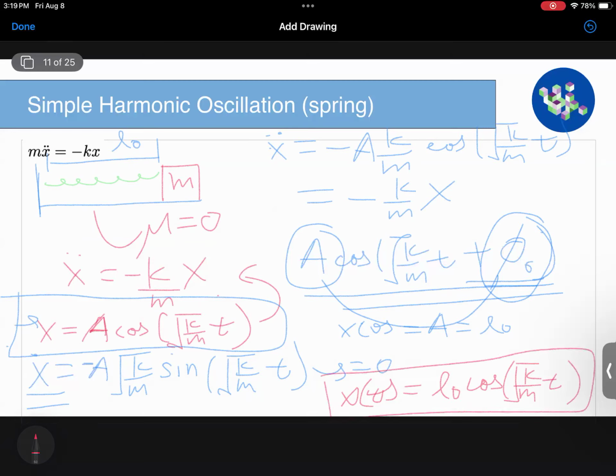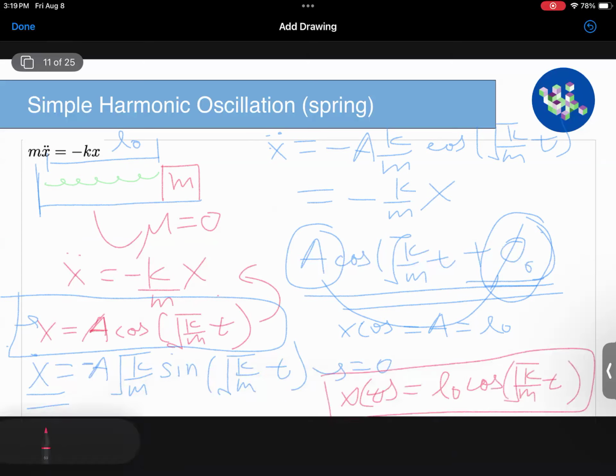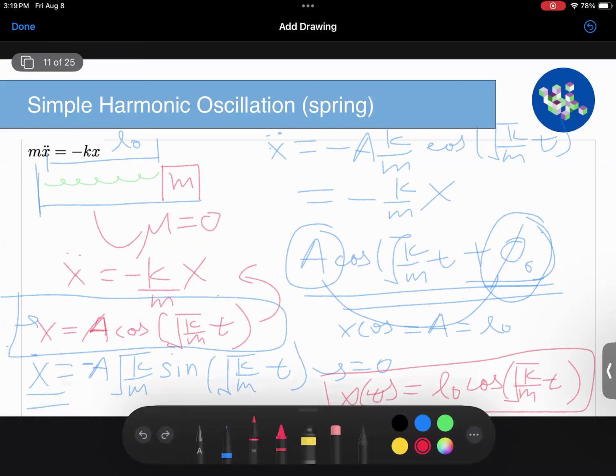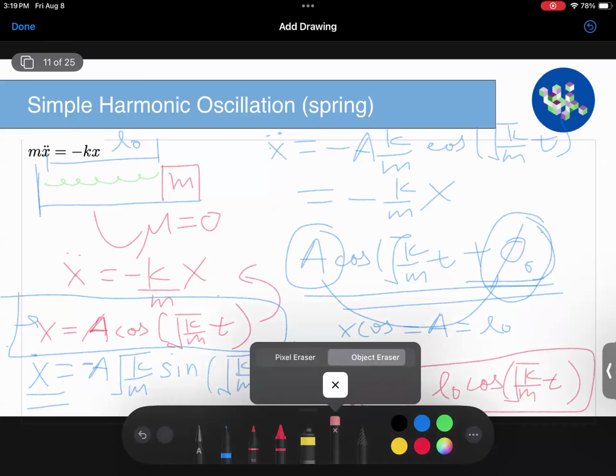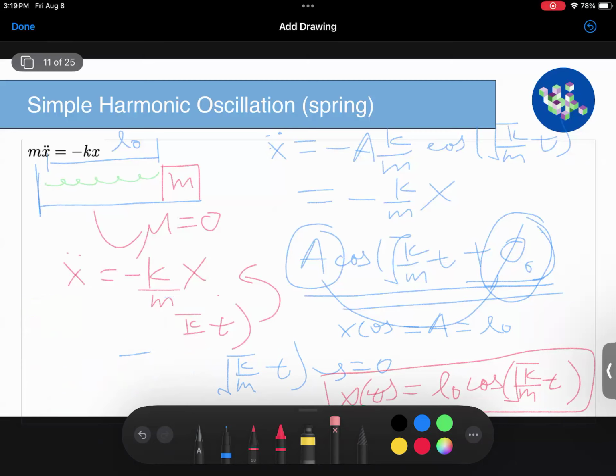Now you might be wondering, what's the square root k over m? You've probably seen that before. It's omega, the angular velocity or angular frequency of the simple harmonic motion. And there's a nice way to visualize this. So let me try to erase everything so that you can get a better picture.